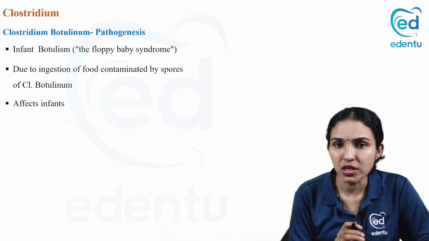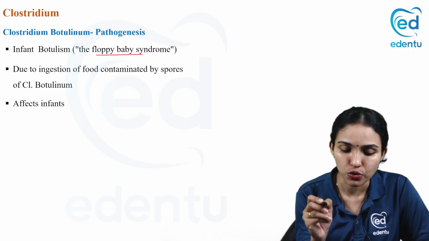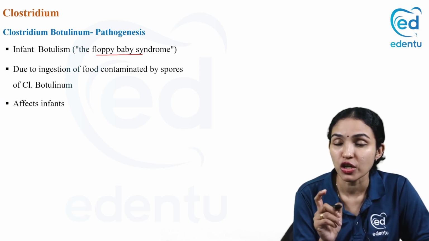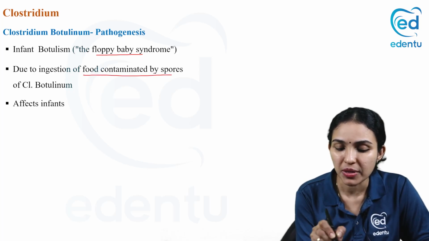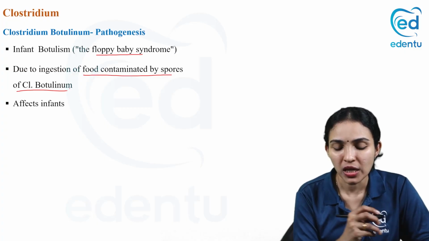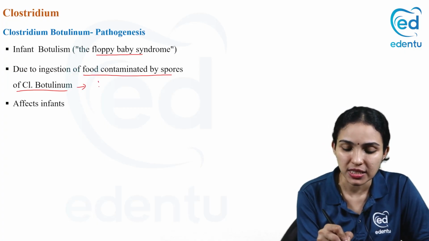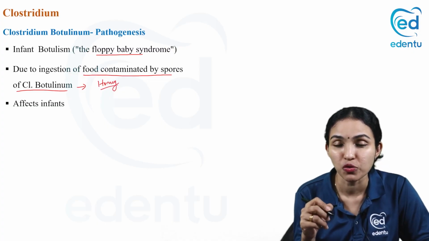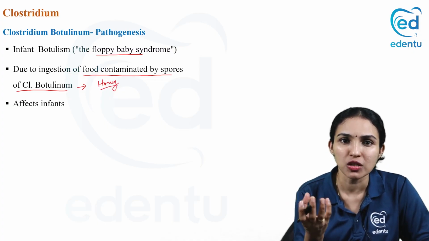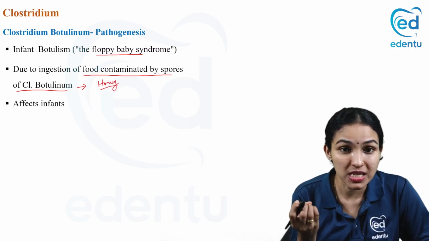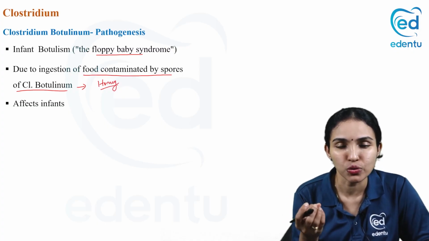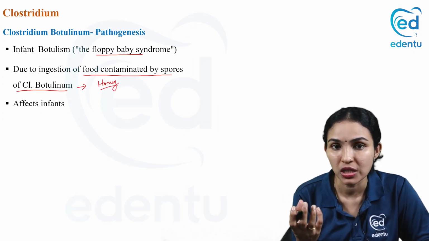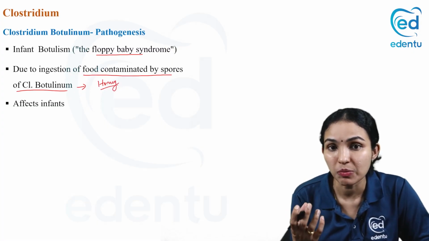Now, what is infant botulism? It's otherwise called floppy baby syndrome. This is due to ingestion of food which is not already containing toxin, but which is contaminated by the spores of Clostridium botulinum. This is very commonly implicated when you give honey to newborn babies. There was a practice of giving honey which is not sterile. You give raw honey to infants. If the honey is contaminated with spores of Clostridium botulinum, there is a chance that these babies can develop infant botulism.